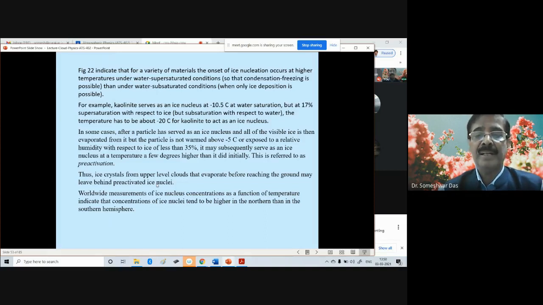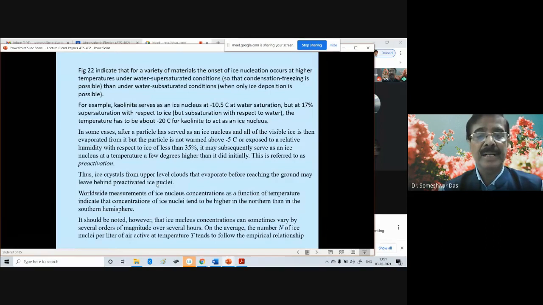Worldwide measurements of ice nucleus concentration as a function of the temperature indicate that concentrations of ice nuclei tend to be higher in the northern than in the southern hemisphere. This is based upon the global measurements. The observations show that the concentration of ice nuclei tends to be higher in the northern hemisphere compared to the southern hemisphere. One reason could be that in the southern hemisphere we have mostly ocean, whereas in the northern hemisphere we have more land areas. It should be noted, however, that ice nucleus concentrations can sometimes vary by several orders of magnitude over several hours. That means there is also a fluctuation or variation with time.